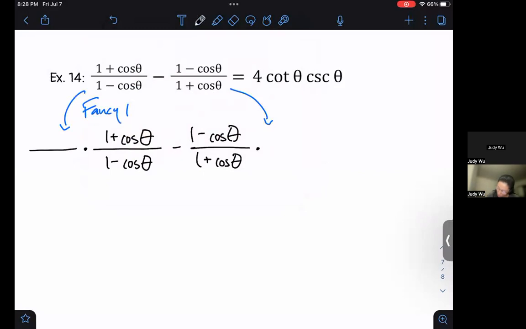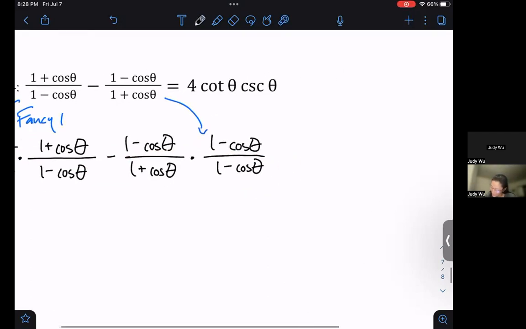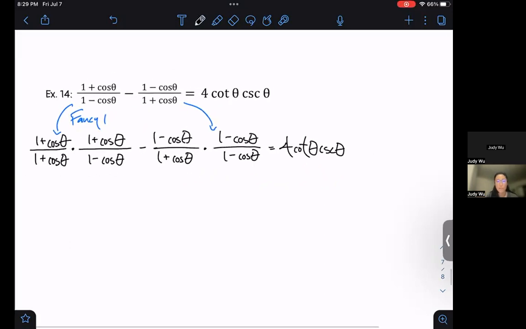Now, the fancy one over here is going to be 1 plus cosine theta. And the fancy one over here is going to be 1 minus cosine theta. The reason we're doing this is because then we get these denominators to be the same. And yes, it is a lot of writing, but we do have to write that other side. You're welcome to not write the other side, so long as you know that's not getting full credit. That is fully your choice, but if you would like the full credit, then you will write both sides.